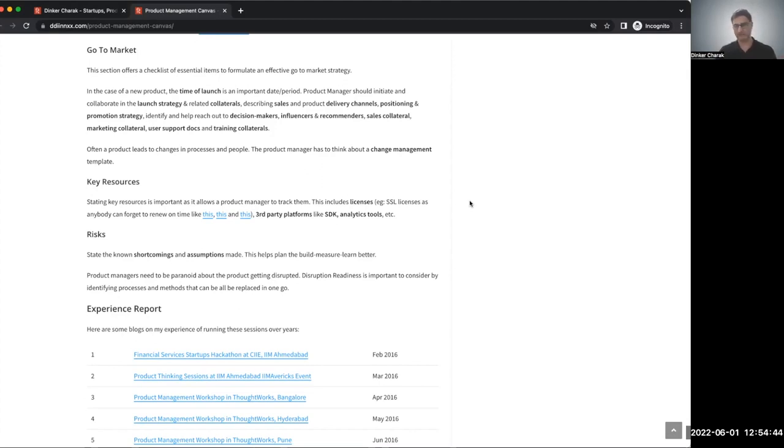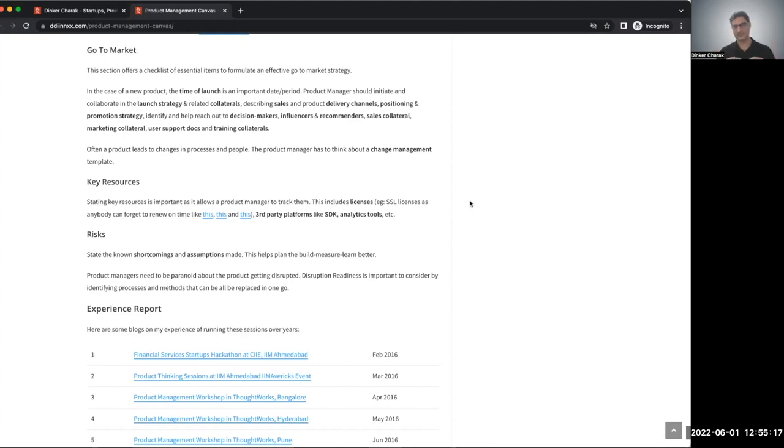How will the product be delivered? Via app stores, via website, so many opportunities to deliver your product in a way that your customer segment would expect it, right? Positioning, promotional strategies, reaching out to some influencers, having them write about it, critique it, maybe call out certain flaws in it, totally okay.